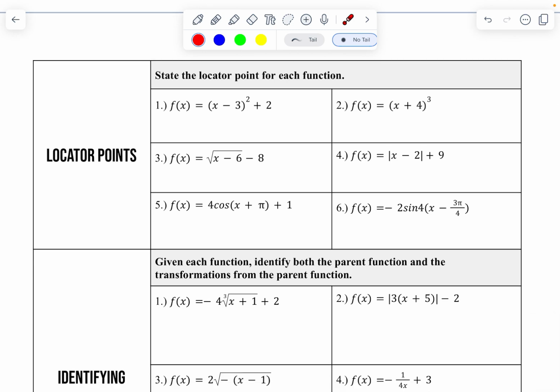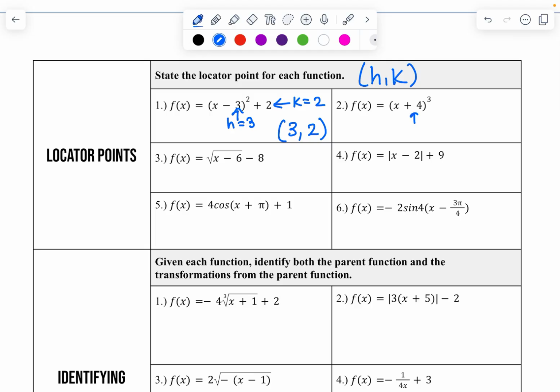All right, so when we talk about locator point for each function, we're talking about the hk values, the left and right and up and down translation. So remember, h for horizontal, shifting left and right, k for up and down, like the sides of your k. And it is always supposed to be x minus the h value, so h is opposite of what you see. So in this first example, h is positive 3, k is always outside the main function operation, and it's exactly what you see. So your locator point for that parabola is 3, 2. That would be the coordinates of the vertex.